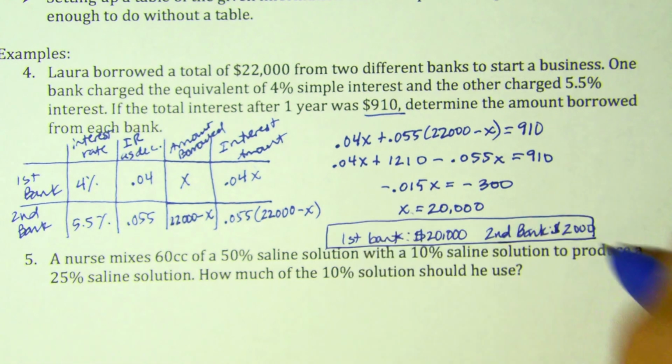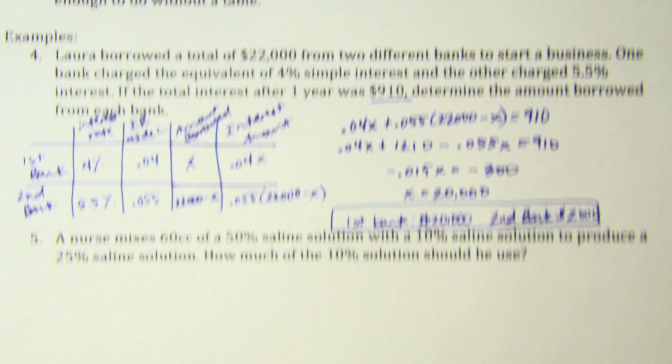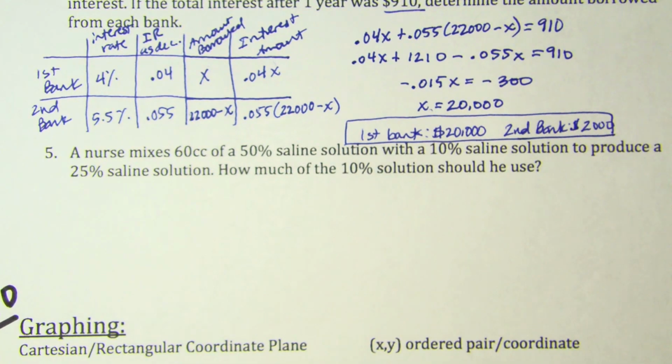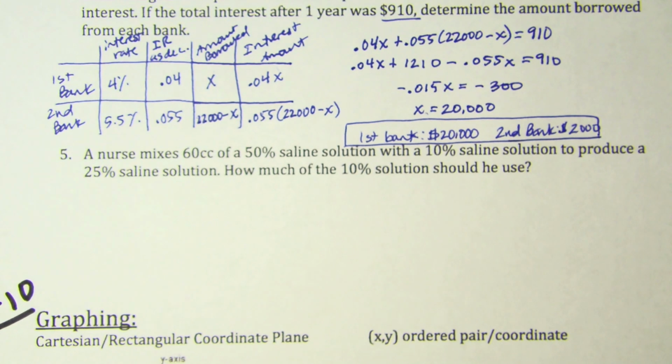One more example, and then that'll be the end of our application problems for this section. The next one is a mixture problem talking about a nurse mixing saline solution. You don't need to know anything about saline solution or how all of that works to be able to do this problem. It's a very similar setup to what we were just doing. There's just going to be a third line here.